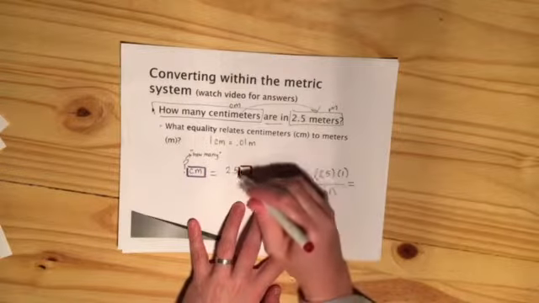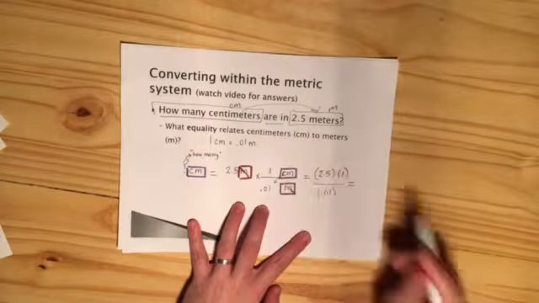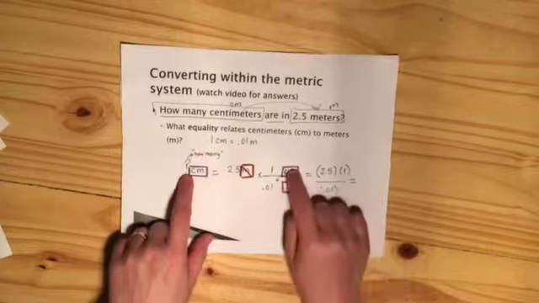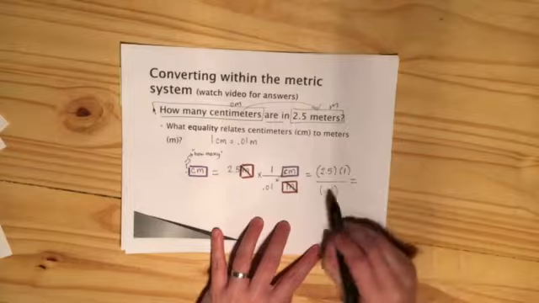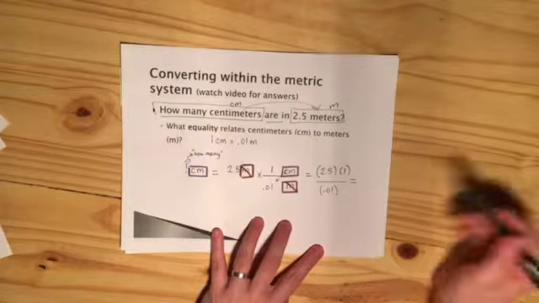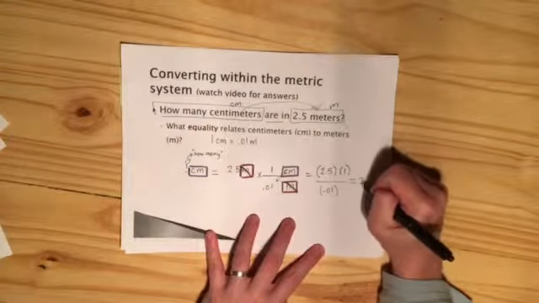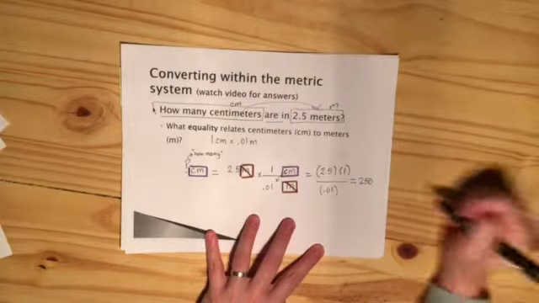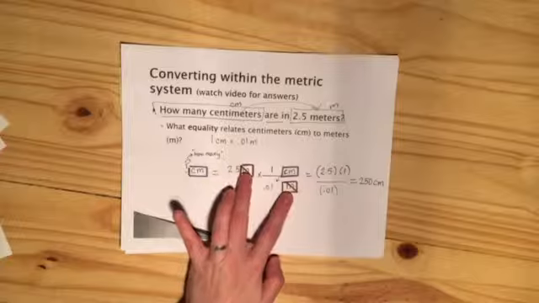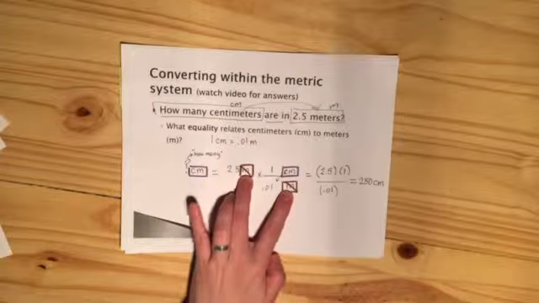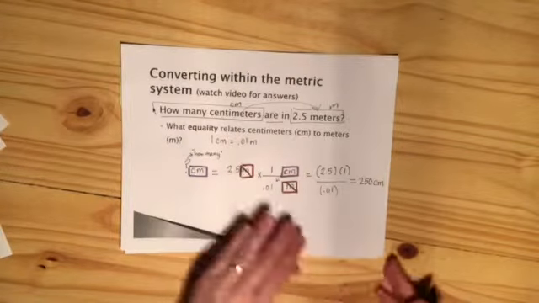Then for the units, here meters will cancel. And we'll end up with centimeters, which is what we want. And so if you take 2.5, divide by 0.01, you get 250. The units that are left over are centimeters. So we've canceled out the units we want to get rid of. We're left with the units that we wanted to get.